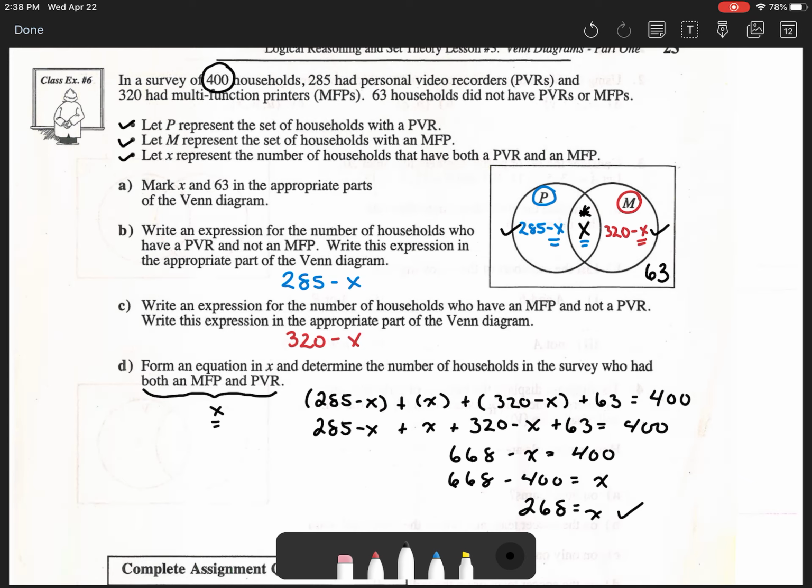Read the question carefully, and once you do find that middle piece, you should be able to answer any question that they throw at you, because they're really going to look for the middle or one of those two areas, most likely inside the circles. Once in a while they'll ask for the number of, for example, in this question, households that had neither. But once you find X, that middle piece, you're good to go. So just read the question carefully.